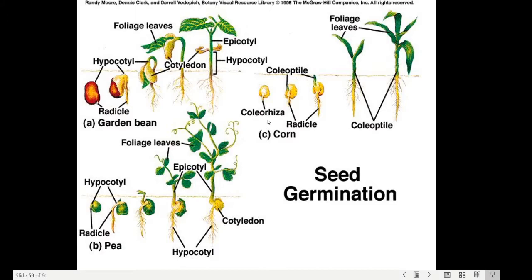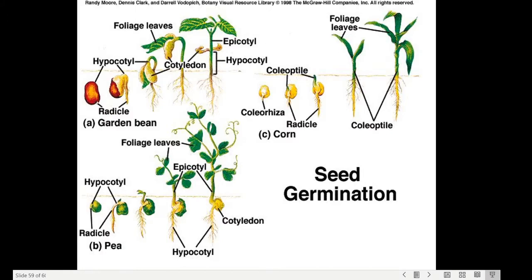The coleorhiza and radicle develop into the coleoptile and foliage leaves. Next, in the garden bean, the hypocotyl develops with the radicle. After this step, the cotyledon develops, and from the cotyledon the foliage leaf, epicotyl and hypocotyl are produced. These are the final steps of seed germination.